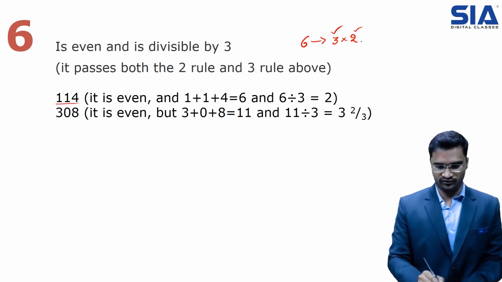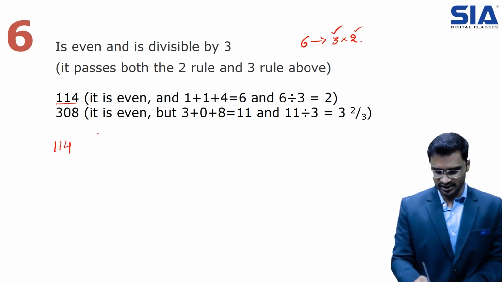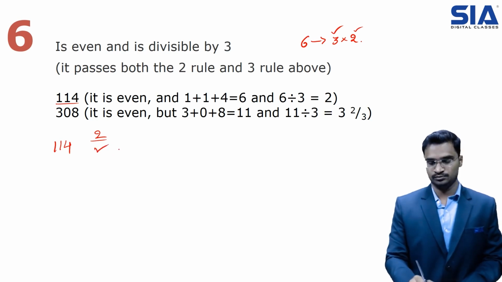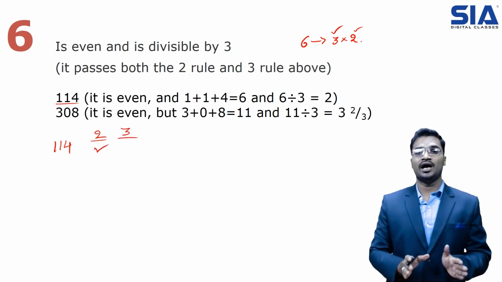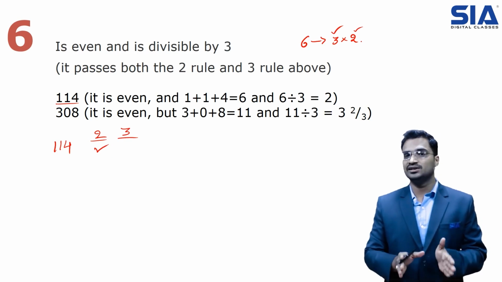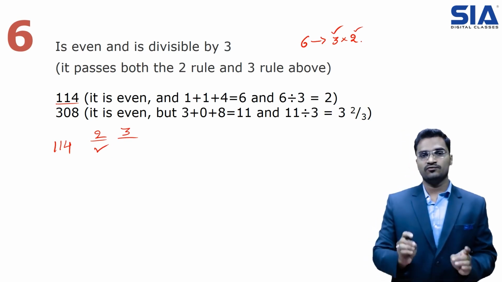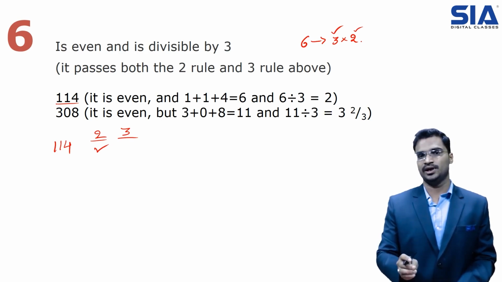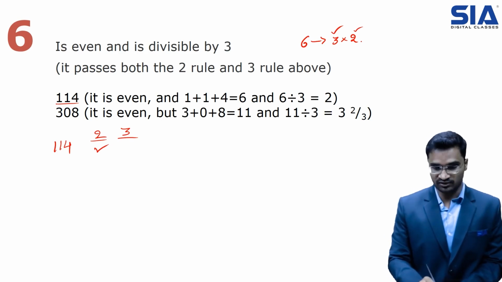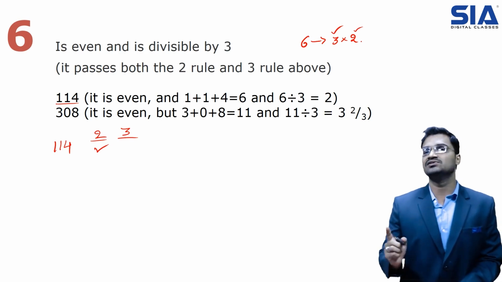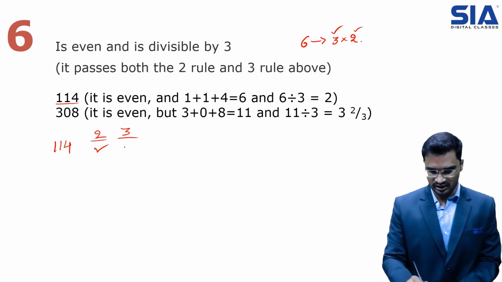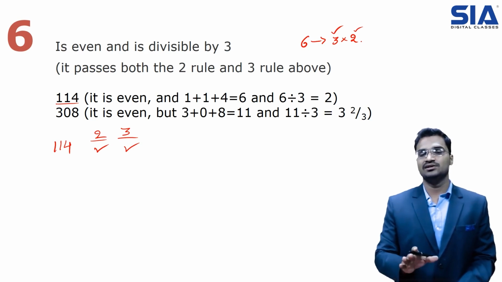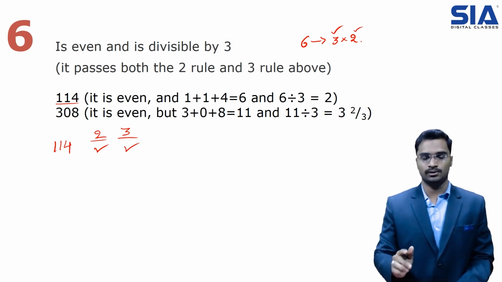For example, 114. Is 114 divisible by 2? As 114 is an even number, it is divisible by 2. Next, what I have to do is check whether 114 is divisible by 3 or not. The divisibility rule of 3 says that the sum of the digits should be divisible by 3. Now the sum of the digits: 4 plus 1 is 5, 5 plus 1 is 6. Is 6 divisible by 3? Yes. So the number 114 is also divisible by 3. As it is divisible by both 2 and 3, it is divisible by 6.